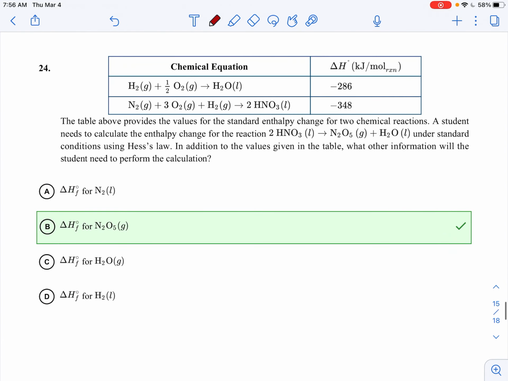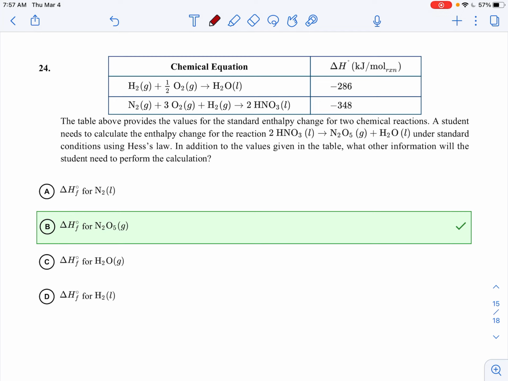Okay. Number 24, it says the table above provides the values for the standard enthalpy change for 2 chemical reactions. A student needs to calculate the enthalpy change for the reaction 2HNO3 yields N2O5 plus H2O under standard conditions using Hess's law. In addition to the values given in the table, what other information will the student need to perform the calculation?